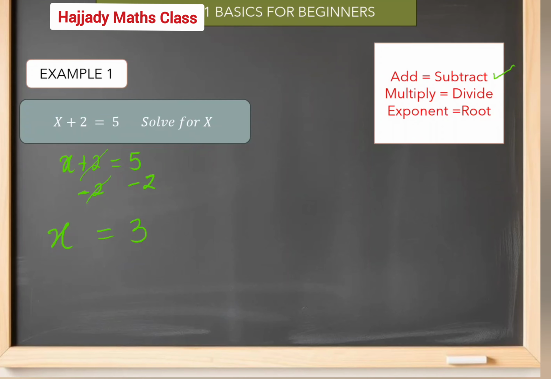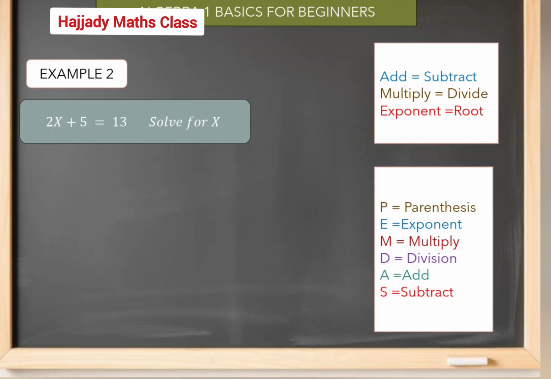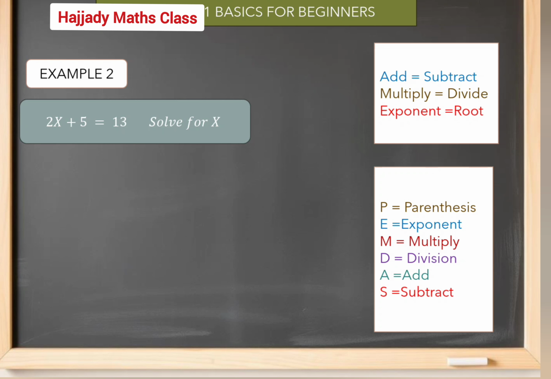Now let's proceed to example 2. Now, in example 2, we have 2x plus 5 equals 13. In example 2, we have two operators. Here we have the addition sign, which is plus 5. And secondly, we have the multiplication sign, which is between 2 and x. So we are going to solve this question addressing these two operators.